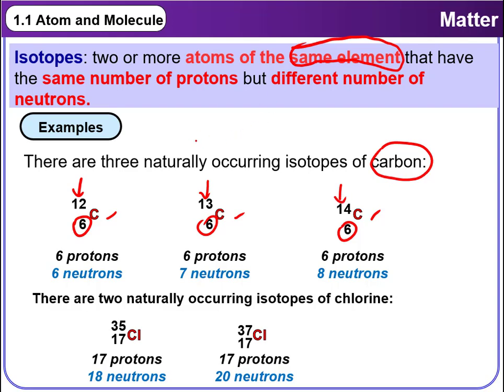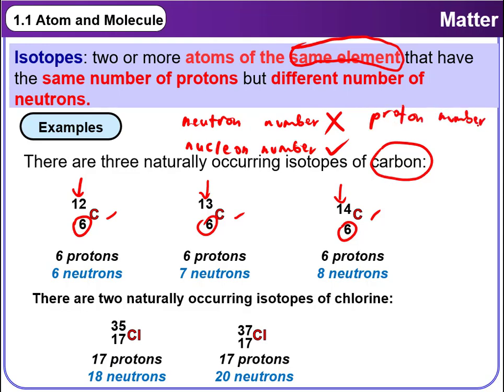Okay, please remember that we don't have such a term as neutron number. We just have the term nucleon number only. Proton number? Yes, we have the term proton number, and the proton number is equal to the number of proton. So, nombor proton sama dengan bilangan proton yang terdapat di dalam sesuatu nukleus.